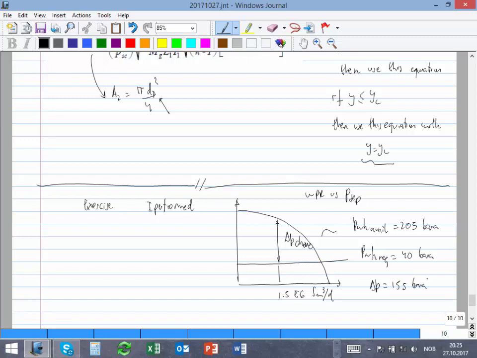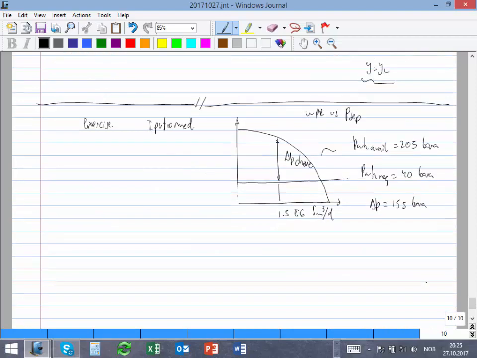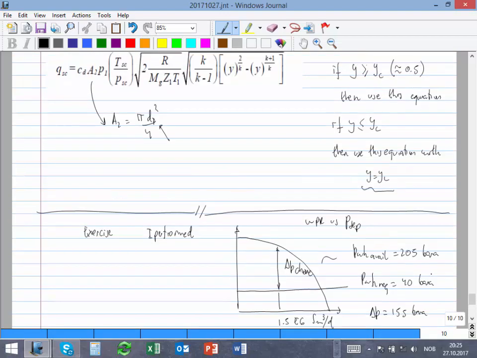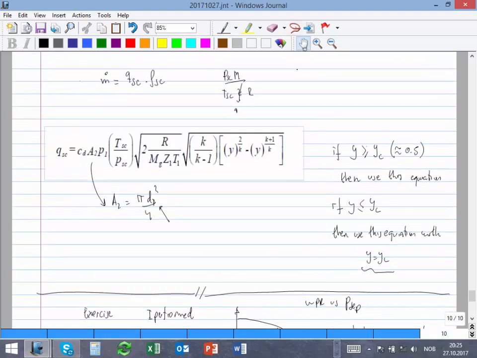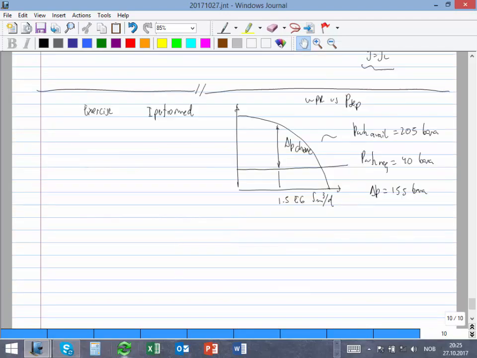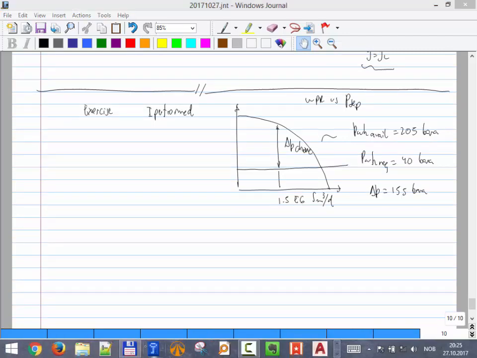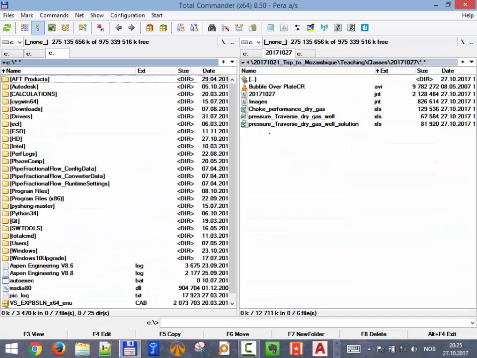Okay, so I'm going to say, using that equation, now you have what you need. Using that, and using this equation, please calculate the diameter of the choke that you need to have exactly that pressure drop. So please open the Excel sheet that I gave you, the second one. It's called choke performance dry gas.